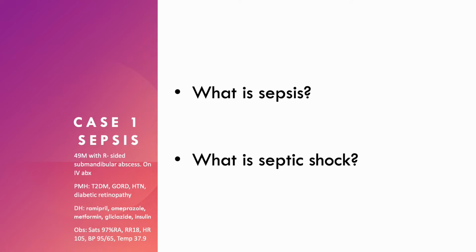What is septic shock? Septic shock is sepsis in a patient who has a serum lactate of more than 4. Lactate is a byproduct of anaerobic respiration, and it's a marker used in sepsis. Or the patient is hypotensive, unresponsive to fluid resuscitation, and has a high mortality rate of around 50%. So that's what septic shock is.